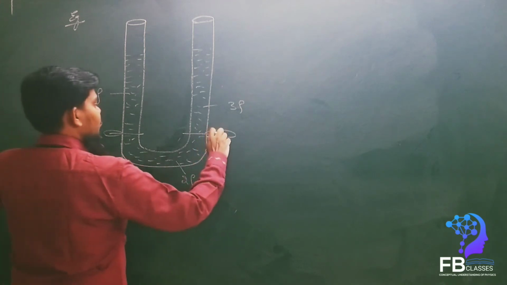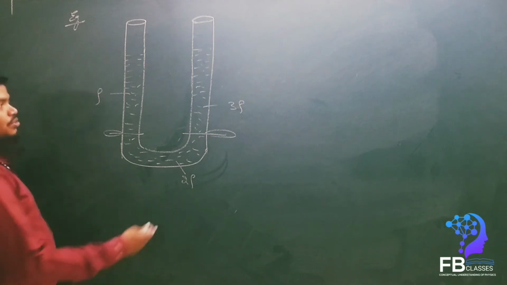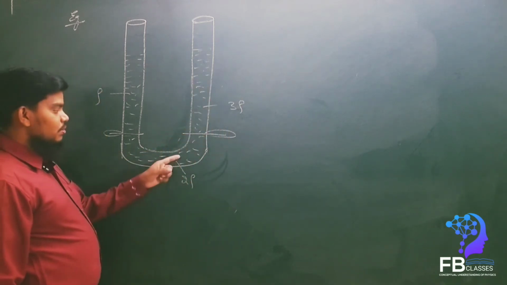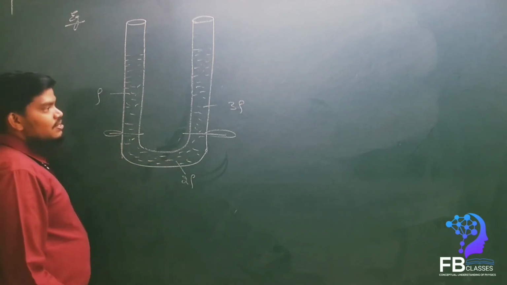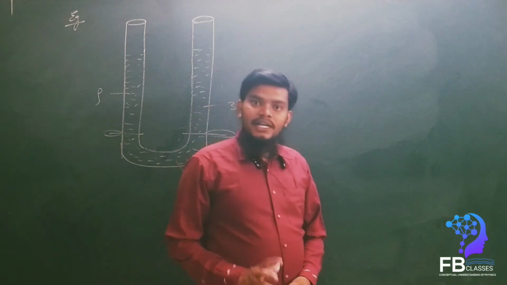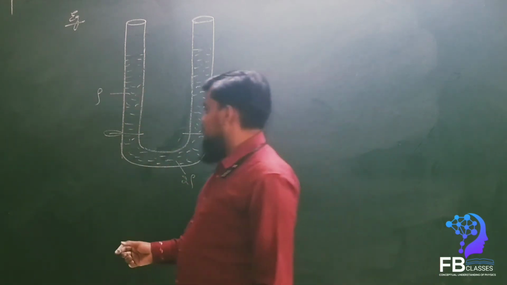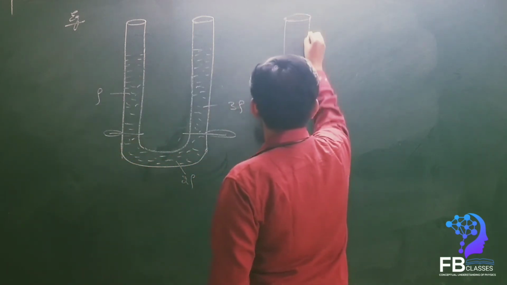So now once the stoppers are removed, what will happen? The 3 rho density liquid will make a pressure onto the 2 rho. The 2 rho will make pressure on the rho. Then what is the height raised in the liquid column rho? Okay. So easily, how will the final stage come? Let it be, see here. This is the final.